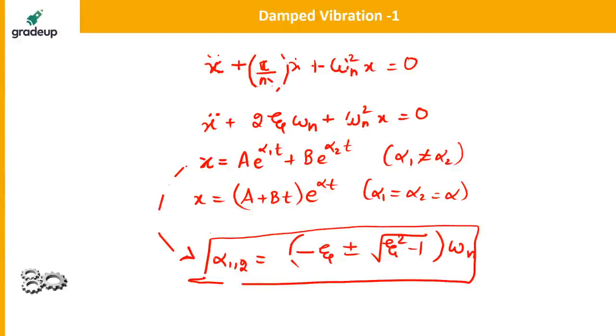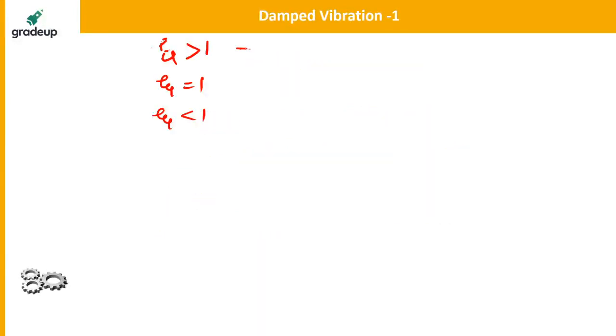So there are three possibilities. Zeta can be greater than 1, zeta can be equal to 1, and zeta can be less than 1. So when zeta is greater than 1, that means your damping ratio is greater than 1. Please tell me, in that case what will the condition be called? This is basically called the overdamped condition.